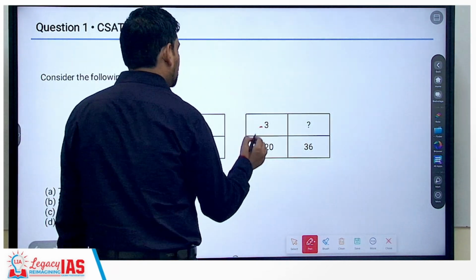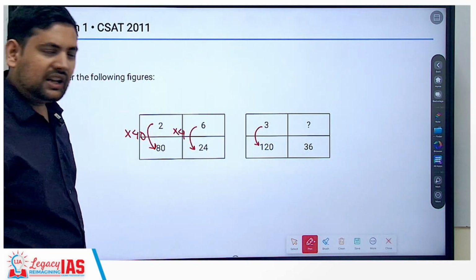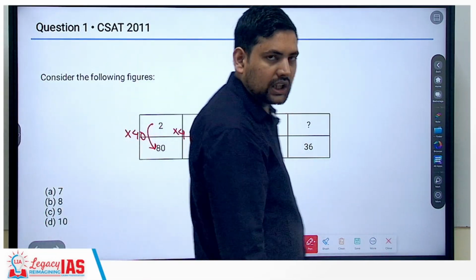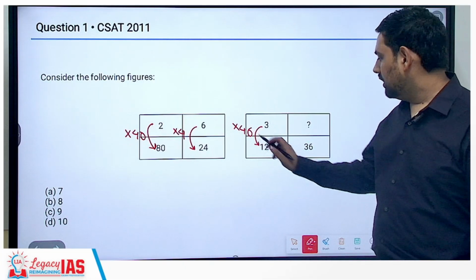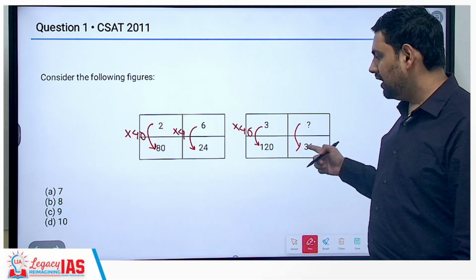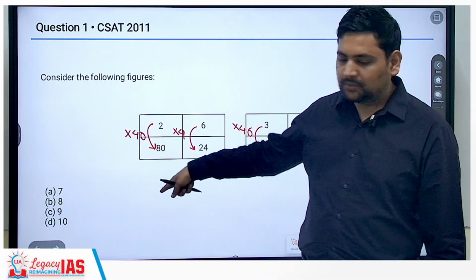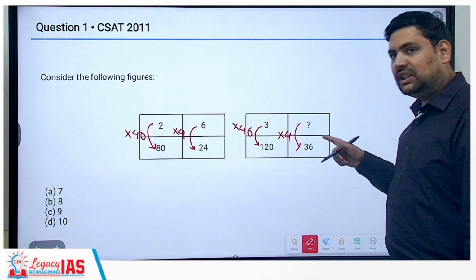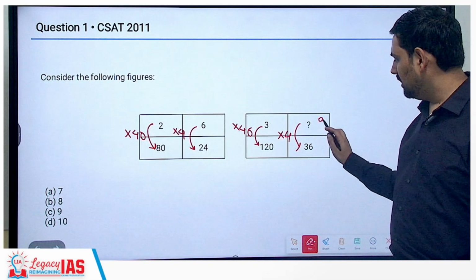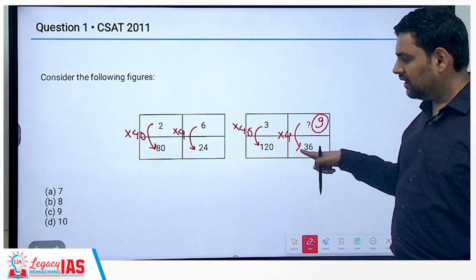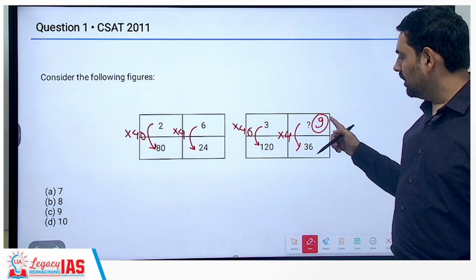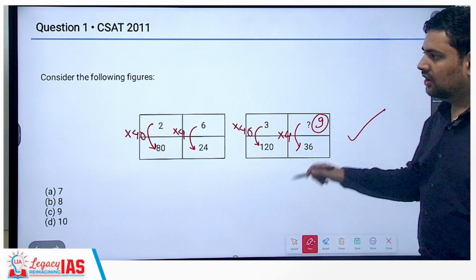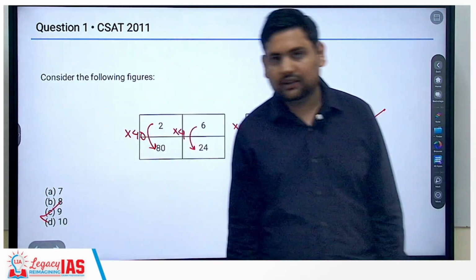Now let's see if the same pattern is followed. 3 and 120: this is clearly multiplication by 40, correct? 40 into 3. Then what should be multiplied next? Here it is multiplication by 40, then 4. So next should be 4. What should be multiplied by 4 to give 36? Obviously 9. Or you can simply backtrack and divide: 36 divided by 4 gives you 9. Now see, the whole pattern is followed: 6 into 4 is 24, 9 into 4 is 36. So the answer is C, 9.